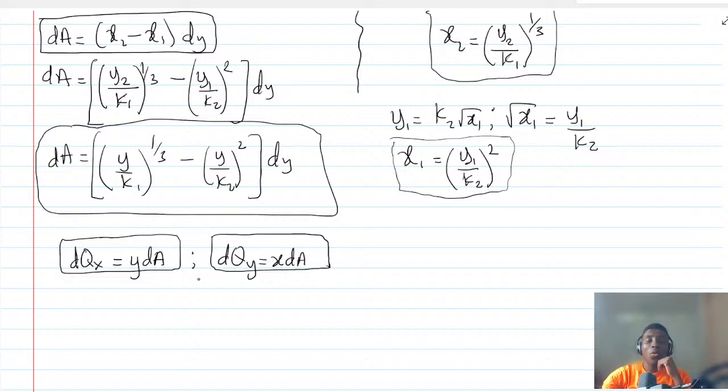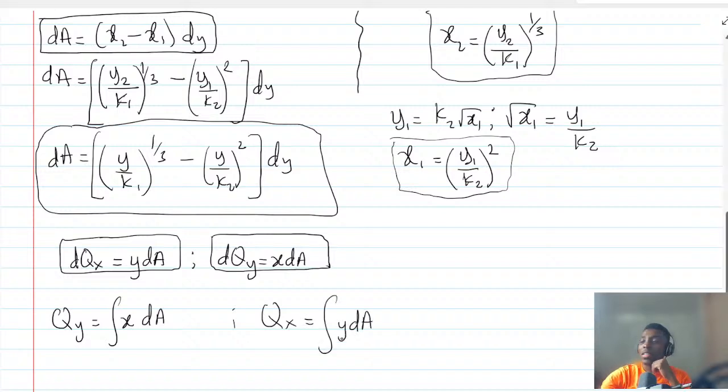So if we want to find Qy, we will have to integrate x dA. And then if we want Qx, we would have to integrate y dA. So now this is what we have to do.